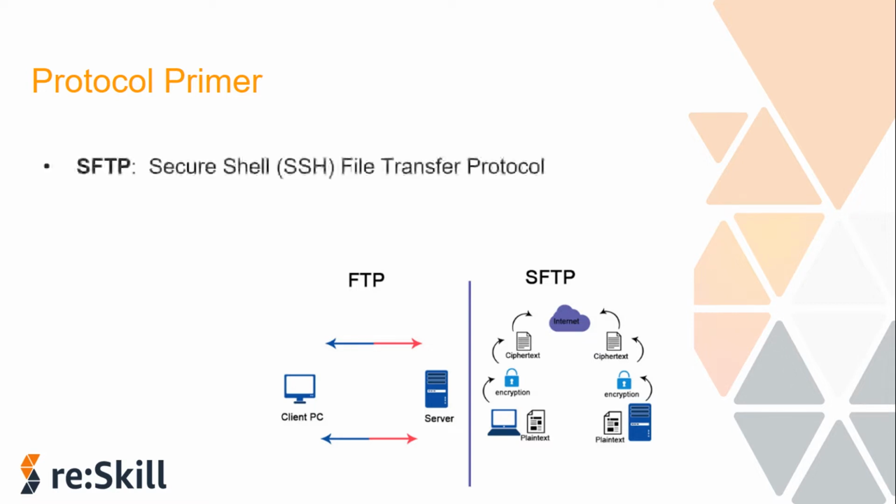First is SFTP, which stands for Secure Shell File Transfer Protocol, a network protocol used for secure transfer of data over the internet. This protocol supports the full security and authentication functionality of SSH and is widely used to exchange data between business partners in a variety of industries, including financial services, healthcare, media and entertainment, retail, advertising, and many more.